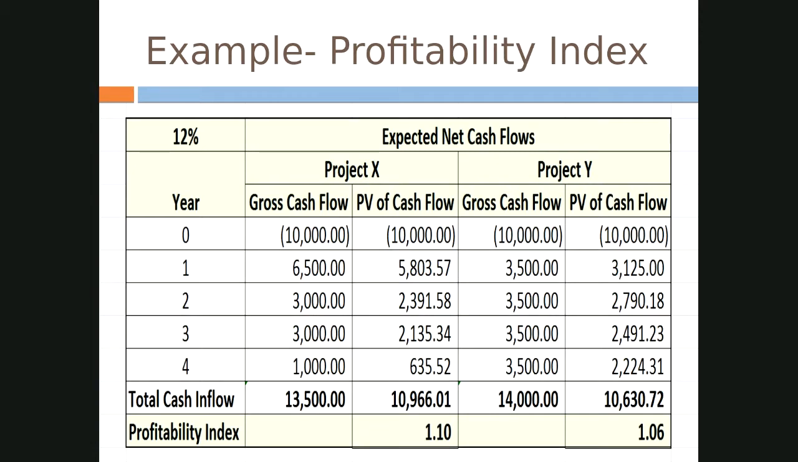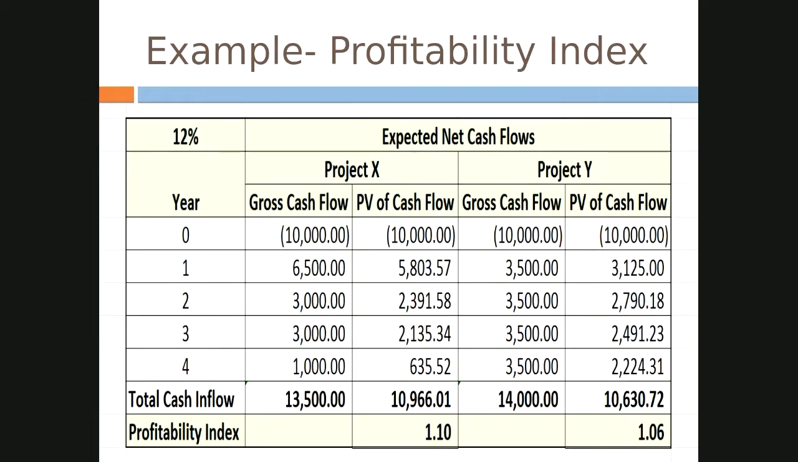Ano ibig sabihin nito? So that will be 10,966.01. So ibig sabihin, if you add yung 5,803.57 plus 2,391.58 plus 2,135.34 plus 635.52, ang total nun is 10,966.01. Kasi ang formula natin is present value of annual cash flow. So ito nga, 10,966.01, i-divide natin ng present value ng cash outflow, which is 10,000.